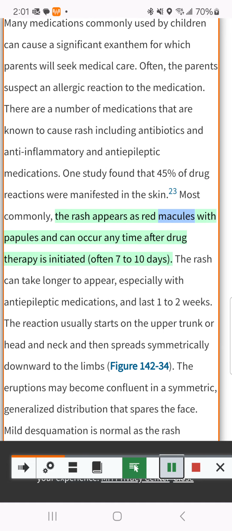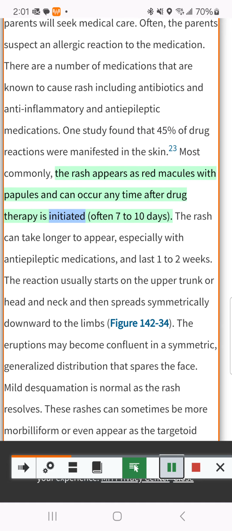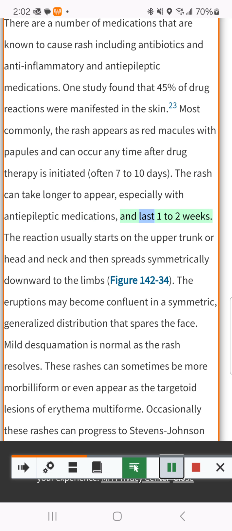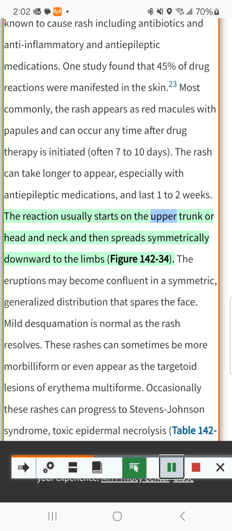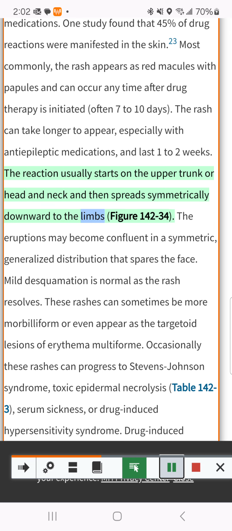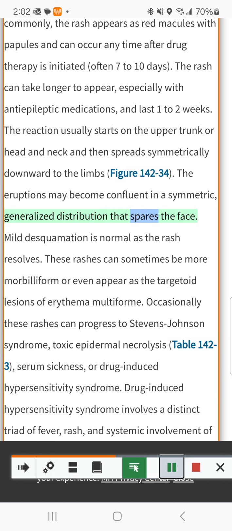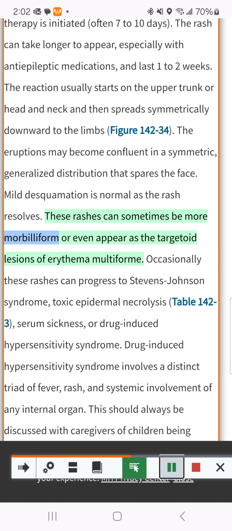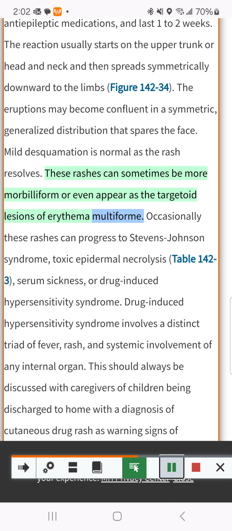Most commonly, the rash appears as red macules with papules and can occur anytime after drug therapy is initiated, often 7 to 10 days. The rash can take longer to appear, especially with antiepileptic medications, and last 1 to 2 weeks. The reaction usually starts on the upper trunk or head and neck and then spreads symmetrically downward to the limbs, figure 142-34. The eruptions may become confluent in a symmetric, generalized distribution that spares the face. Mild desquamation is normal as the rash resolves. These rashes can sometimes be more morbilliform or even appear as the targetoid lesions of erythema multiforme.